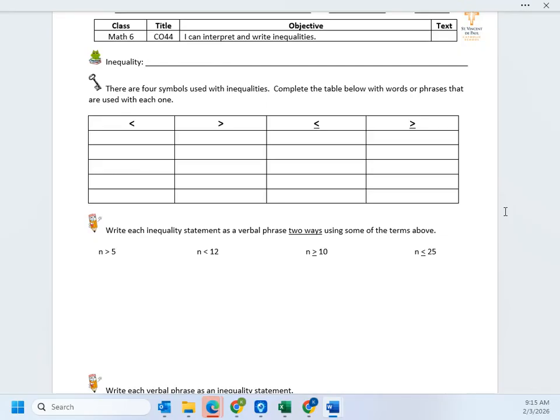So we're going to be using our knowledge from our last unit and building off of it, tweaking it to be with inequalities instead of equals. So we're going to see some things that are similar, some things that are different.